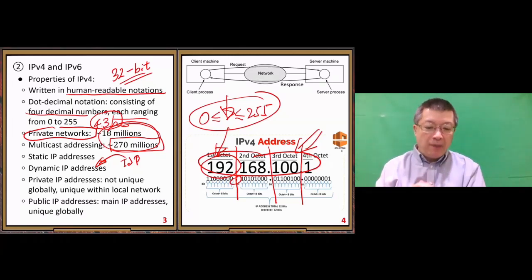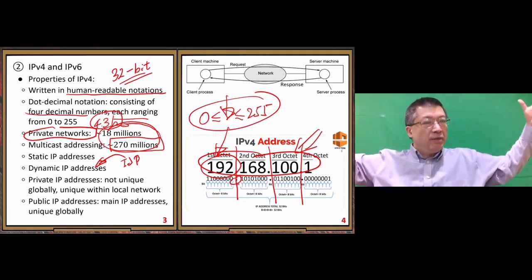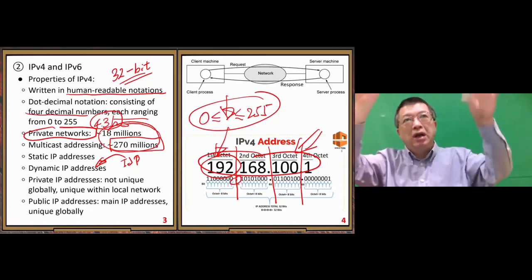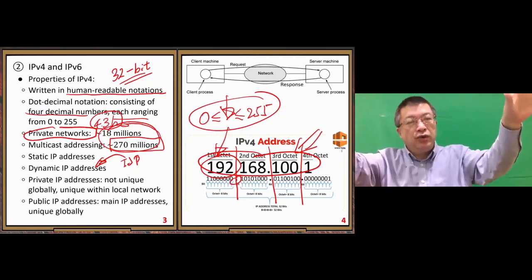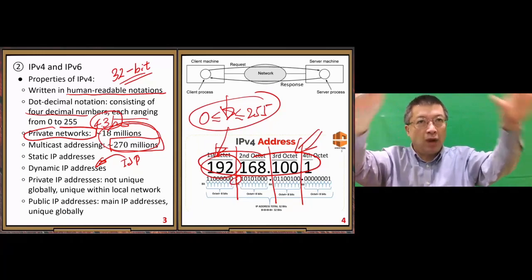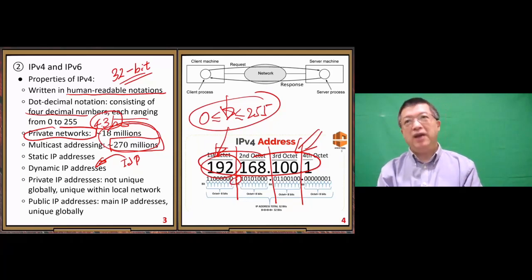As for public IP addresses, this kind of IP must be unique, because people need to use public IP addresses to identify and locate individual equipment on the internet. So it must be unique. So you can see that for these different types of IP addresses, there are a lot of meanings behind them.